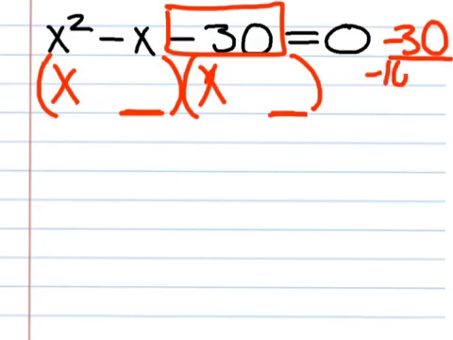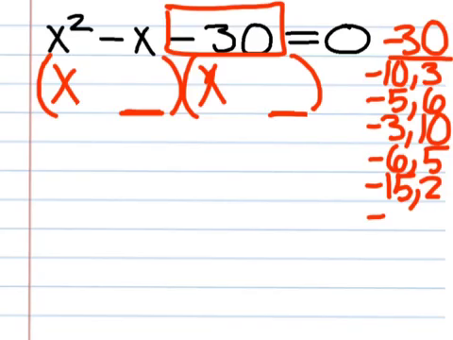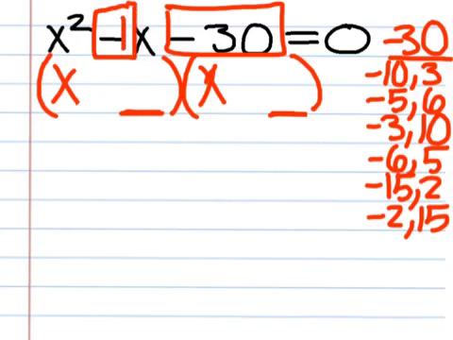-10 and 3. -15 and 2. -5 and 6. -30 and 1 and 1 and -30. Alright, -6 and 5. 15 and -2. Okay, now we need to find the two factors that we can add together that are going to give us what's in front of our x, the coefficient in front of x. Right, it's going to be a 1.